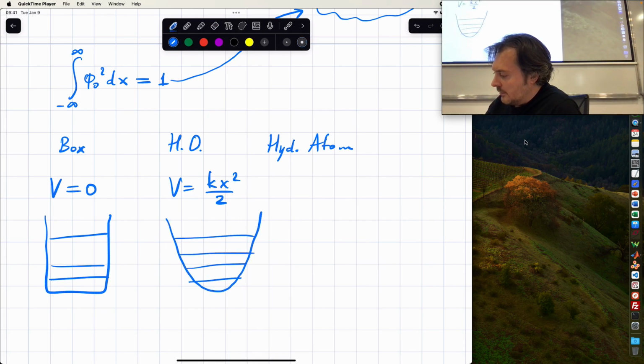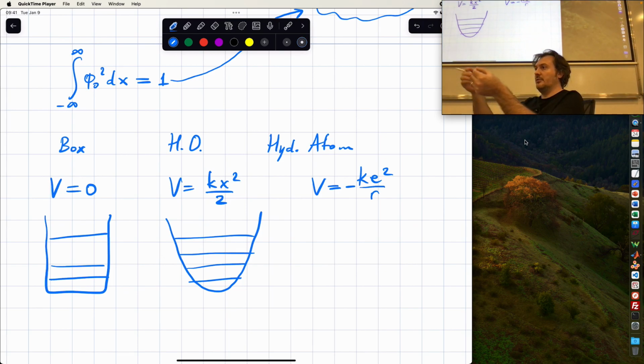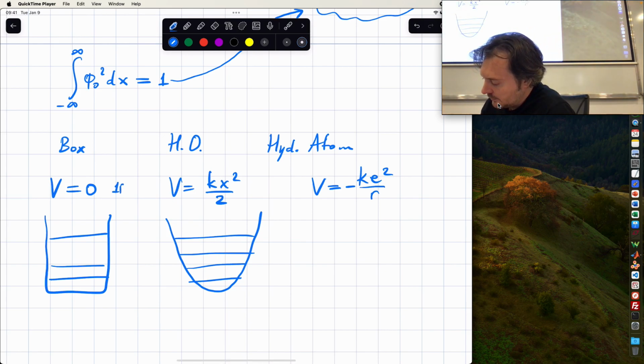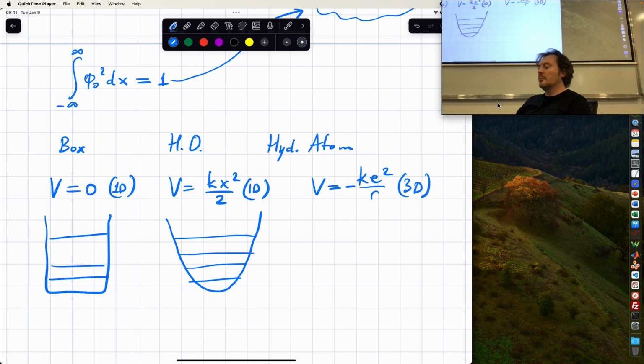right? For this one, we are going to have this potential, right? It's electron and proton circulating. And notice that this one we did in 1 dimension. This one was also in 1 dimension. This one is in 3 dimensions. So we need to move to 3 dimensions.